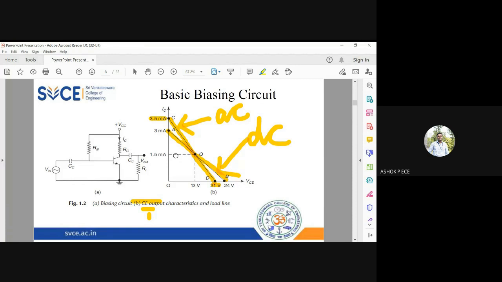Okay, don't think all the parameters of AC and DC load line will be same. No, they will not be same. There will be slight variation in the voltage and current values what you get in the AC and DC load line. And this midpoint is only applicable for DC load line. Please remember that if you draw the midpoint using AC load line, then your transistor will not be in the active region.